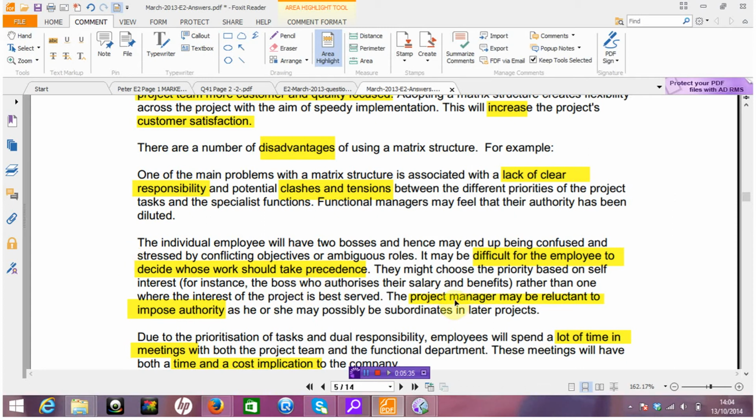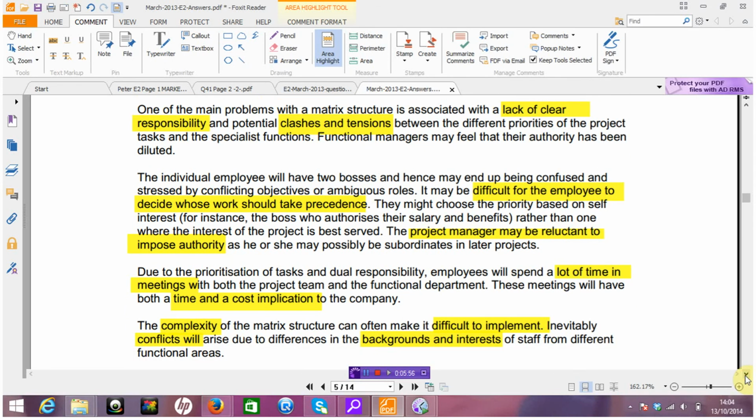Coupled with that, it may well be that the project manager doesn't want to impose himself on the project team too much, because he or she feels that in future his or her position may be different. Perhaps they'll be working as part of the team, so the project manager may be concerned about that. So that's obviously relevant here too.